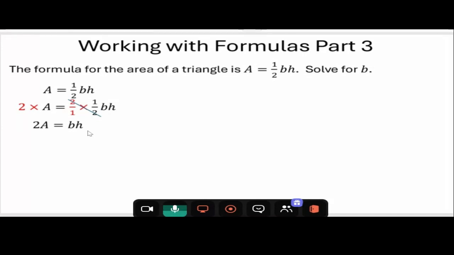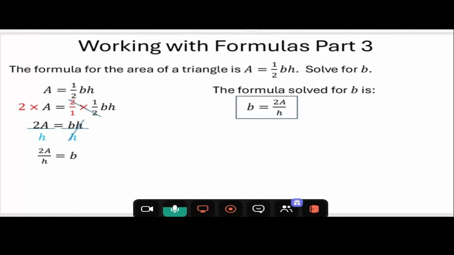Next, we want to solve for B. Well, right now B is being multiplied by H. So I make that go away by dividing by H, because the H's cancel out on the right, leaving just B. And on the left, just write down exactly what we have there, 2A over H. So there is that formula solved for B.